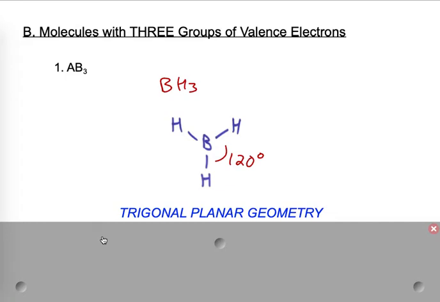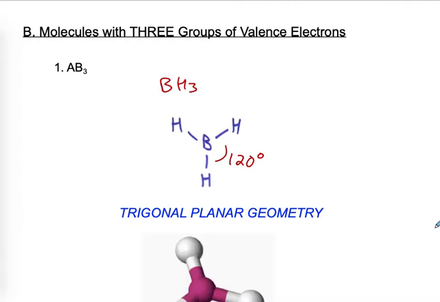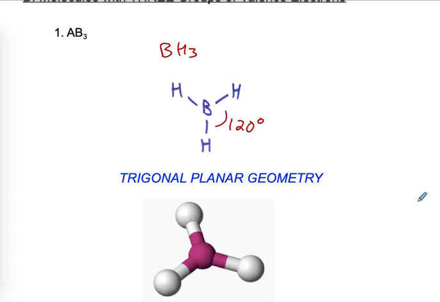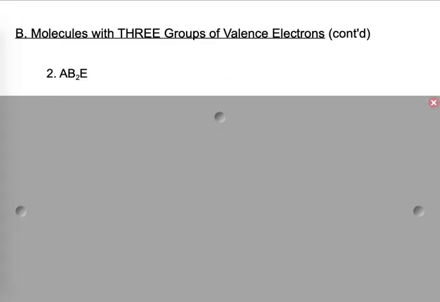In order to stay as far apart from each other as possible, those 3 boron-hydrogen bonds will remain in a plane pointing towards the corners of a triangle, and here is a picture of trigonal planar geometry. Another example of a molecule with three groups of valence electrons around it would be an AB2E type molecule. This is a molecule in which there are two atoms bonded to the central atom and one lone pair on the central atom, as represented by the letter E.